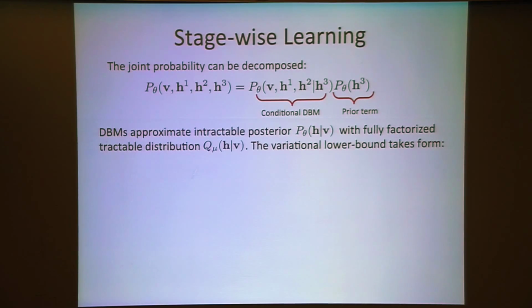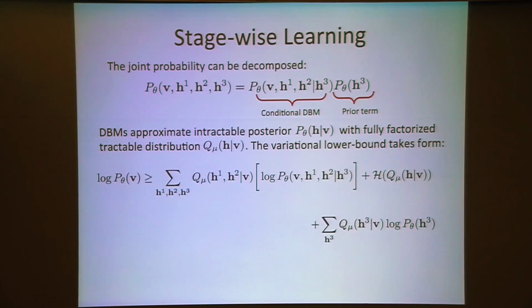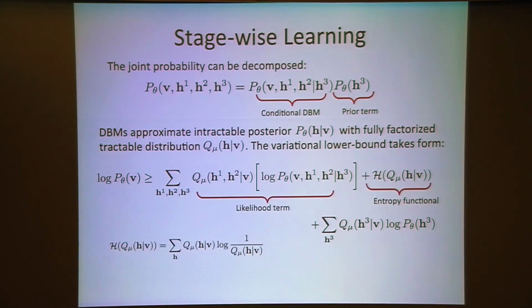So how can we do that? Remember, with deep Boltzmann machines, we typically approximate this posterior over these hidden variables with a fully factorized tractable distribution. So we're typically using mean field approximation, and we can optimize on that, and we can write down the variational lower bound, right? Something that we went over yesterday in yesterday's talk, where we have a likelihood term, you have an entropy functional, and this term here just comes out of the likelihood term here.